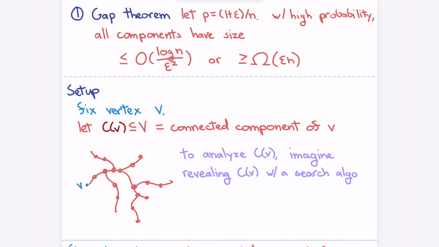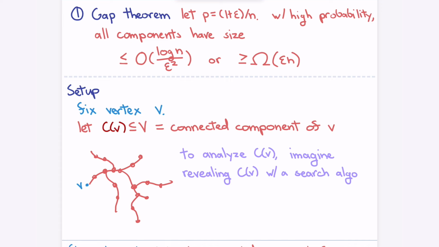To analyze the connected component, we're going to imagine starting from V and gradually figuring out the neighbors and connected components, as if you're running DFS or BFS. We're going to imagine we're running a search algorithm. Exactly which search isn't that important, but you start at V and grow out, and along the way you reveal edges.